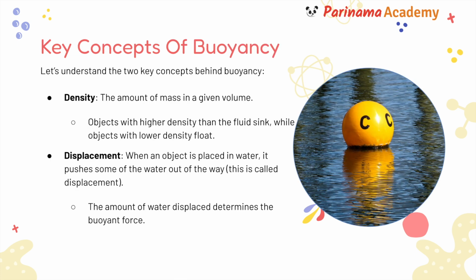Here are two key concepts behind buoyancy: density and displacement. Density is the amount of mass in a given volume. Objects with a higher density than the fluid sink, while objects with a lower density float. When an object is placed in water, it pushes some of the water out of the way. This is called displacement. The amount of water displaced determines the buoyant force.